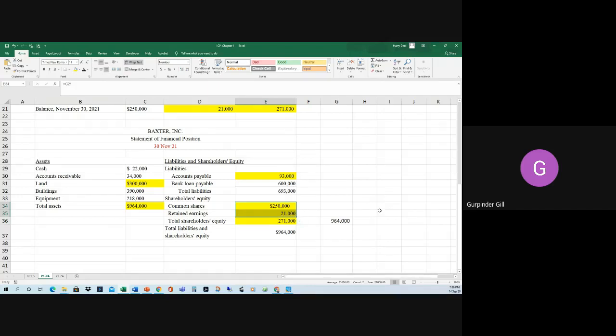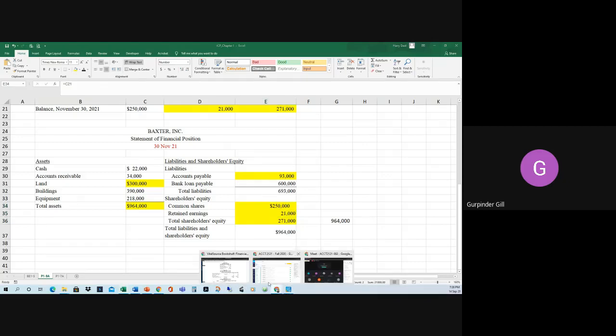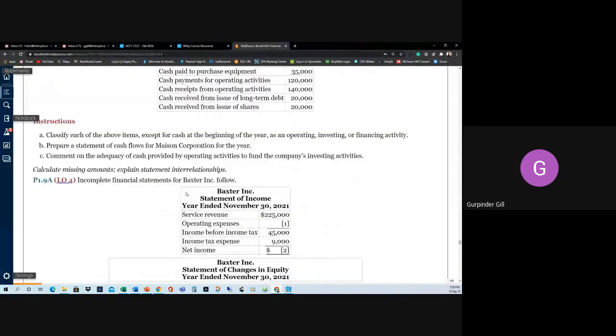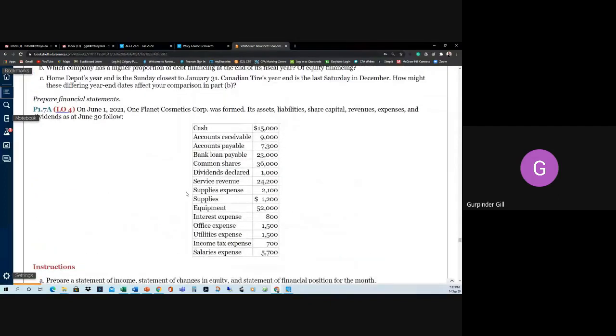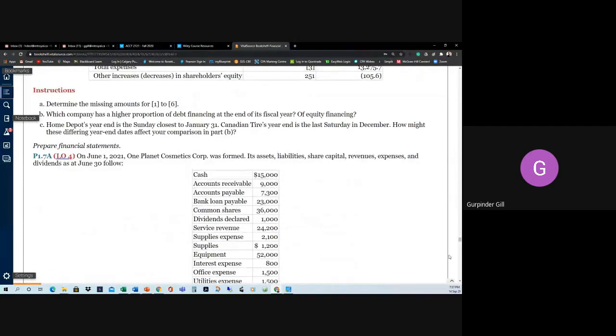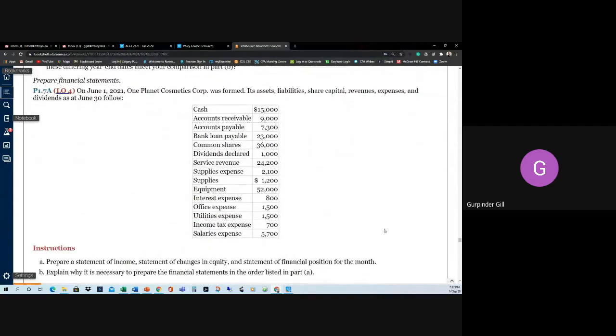Okay, let's move on to P1-7A. So on June the 1st, 2021, One Planet Cosmetic Corporation was formed. Its assets, liabilities, share capital, revenue, expenses, and dividends as at June the 30th are stated. So we have a bunch of accounts and the balances in those accounts. So we are preparing statement of income, statement of changes in equity, statement of financial position, and then we will explain why they are made in the same order.